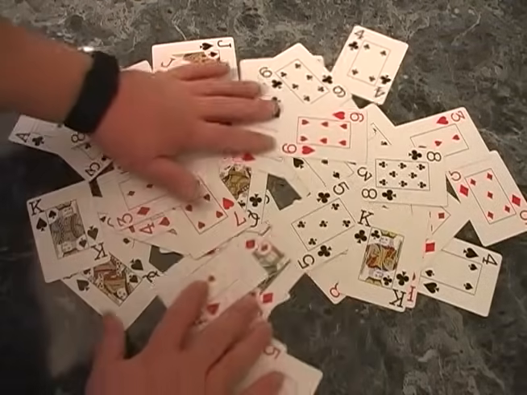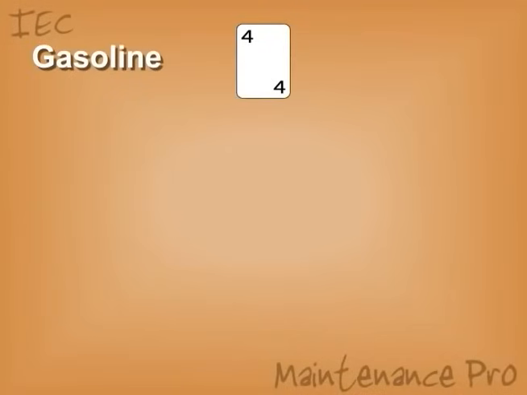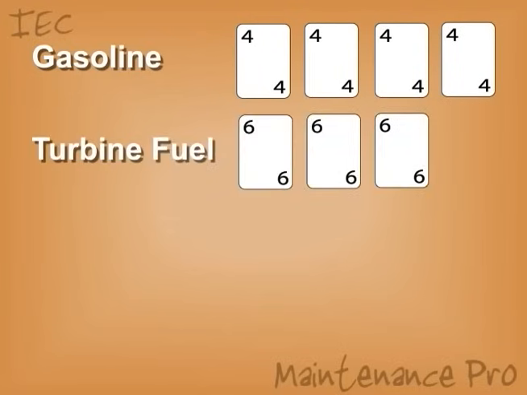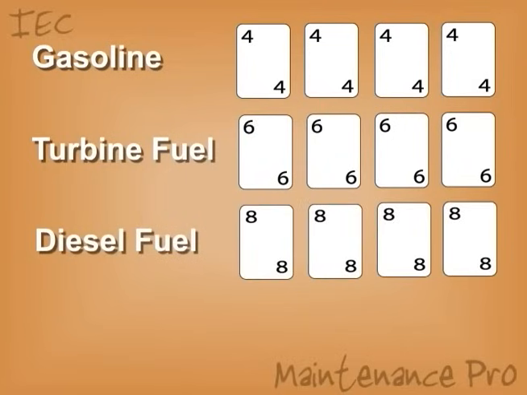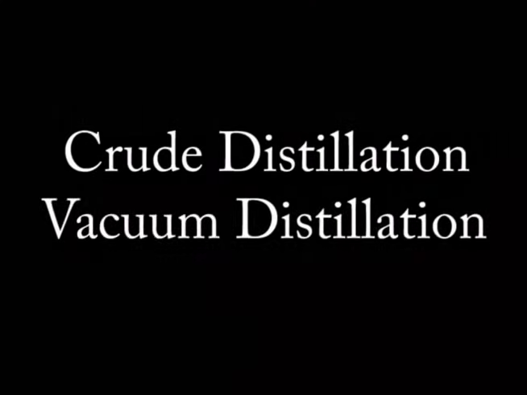Think of crude oil as a bunch of shuffled up playing cards. The gasoline is the 4s, the turbine fuel is the 6s, the diesel fuel is the 8s, and the fractions with the highest boiling ranges are the kings and queens. The separation takes place in fractionating columns. To separate all of them requires 2 stages: crude distillation and vacuum distillation.